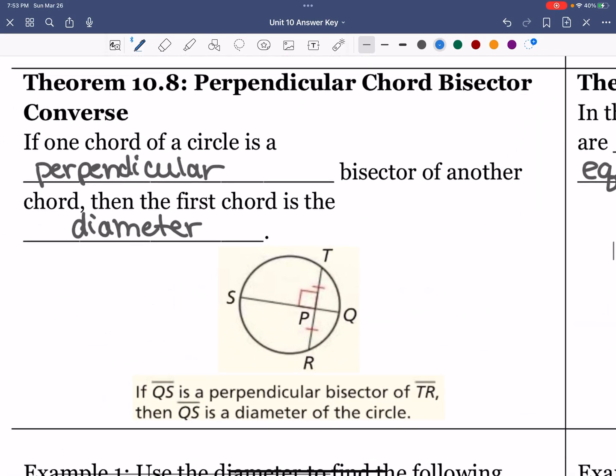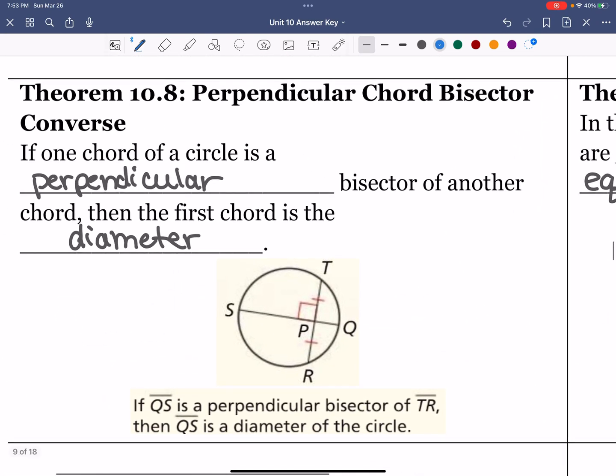Over here is the converse of that. This is the way to prove if a specific chord is a diameter. If one chord of a circle is a perpendicular bisector of another chord, then the first chord is the diameter. Like I said, this is the way to determine if something is a diameter or not.